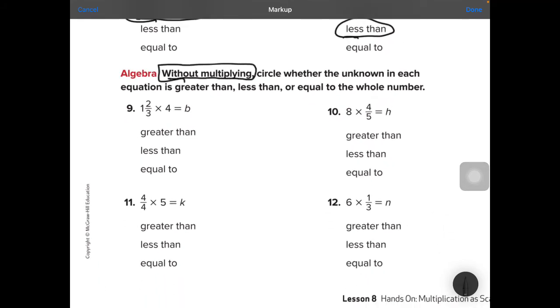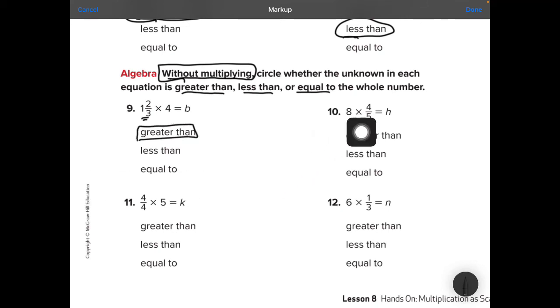Without multiplying, circle whether the unknown in each equation is greater than, less than, or equal to. Okay, right here we have 1 2/3 times 4. That is greater than 1. So when we times it by 4, is our answer going to be greater than 4, less than 4, or equal to 4? Okay, that's greater than 1, so our answer is going to be greater than.